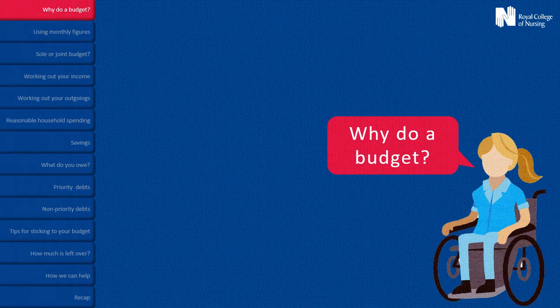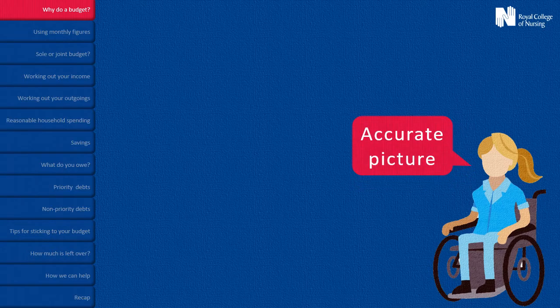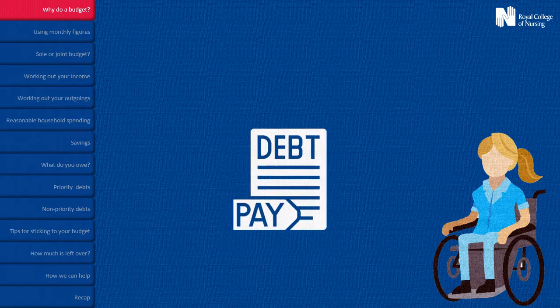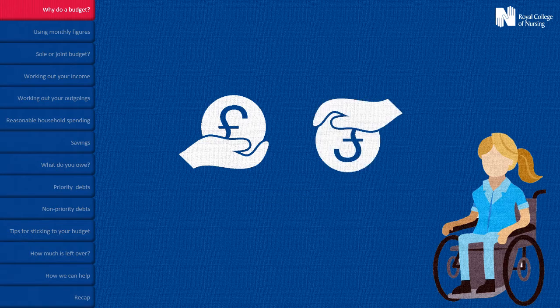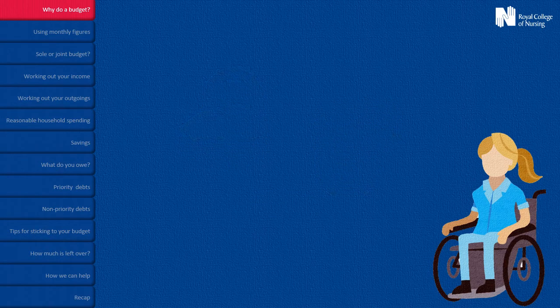Why do a budget? Working out how much money you owe can be a daunting prospect. This guide is to help you complete your full budget and obtain an accurate picture of your financial situation. If you have debt repayments that you are struggling to make, then this guide will help you work out how much money you have left after you have paid your essential and fixed costs. We will talk later on about what to do if you have debts that you cannot afford to pay.